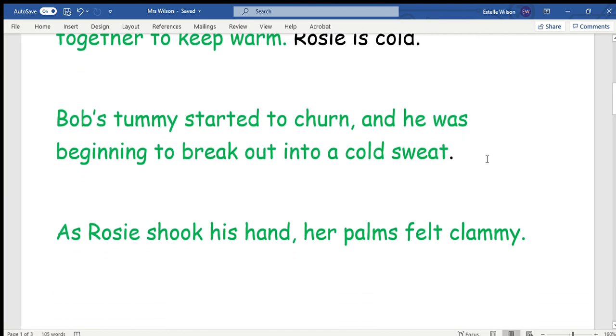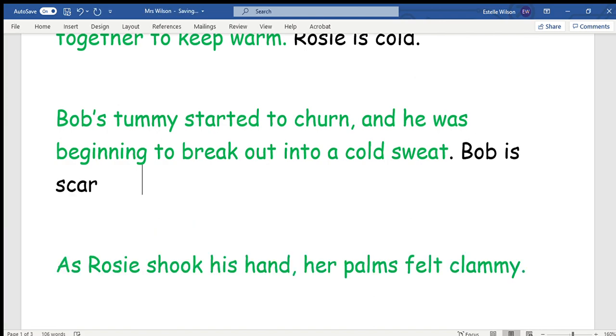Bob's tummy started to churn and he was beginning to break out into a cold sweat. How do you think Bob is feeling? What is this sentence showing us about how he is feeling? This sentence for me is implying that Bob is scared. And how do I know that? Well, because his tummy is churning and he's got a cold sweat as well. Okay, let's look at the next one.